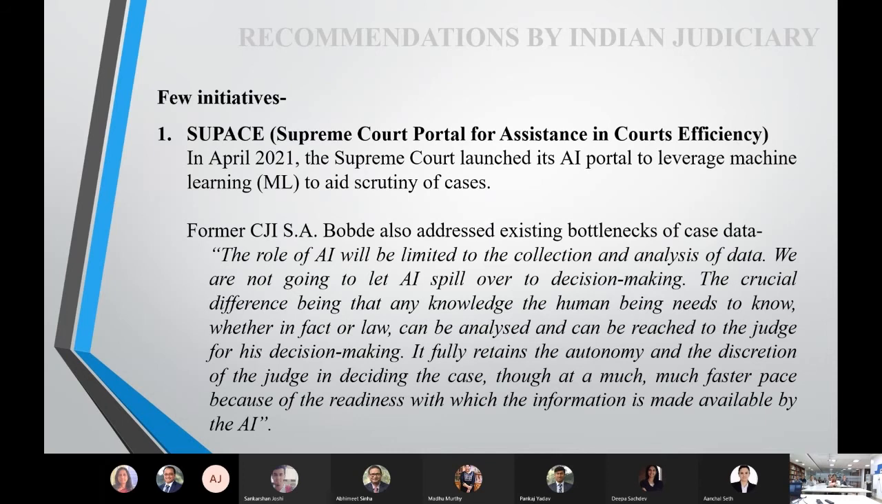Now, these are a few initiatives by the Supreme Court in AI. First is SUPACE. SUPACE is a Supreme Court portal for assistance in court efficiency. In April 2021, the Supreme Court launched this AI portal to leverage machine learning to aid the scrutiny of cases. And this has come very handy, and it is being used here. And this was another quote by Justice Bobde regarding the bottlenecks which they are facing while managing the case data.